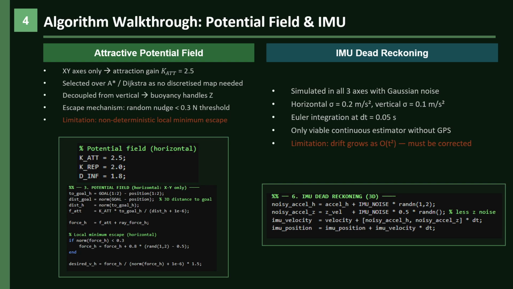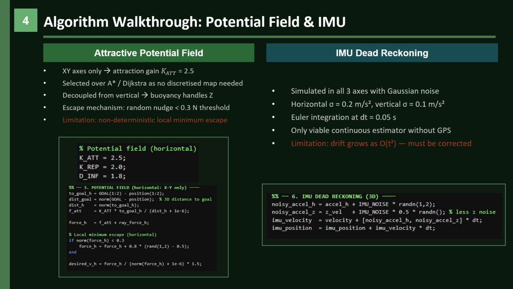For my potential field, it operates in the X and Y axes only, and I have a scaled gain of 2.5. I chose this algorithm over A star or Dijkstra's due to the fact that there will be no predetermined map present before the mission begins, whereas A star and Dijkstra's need this beforehand.